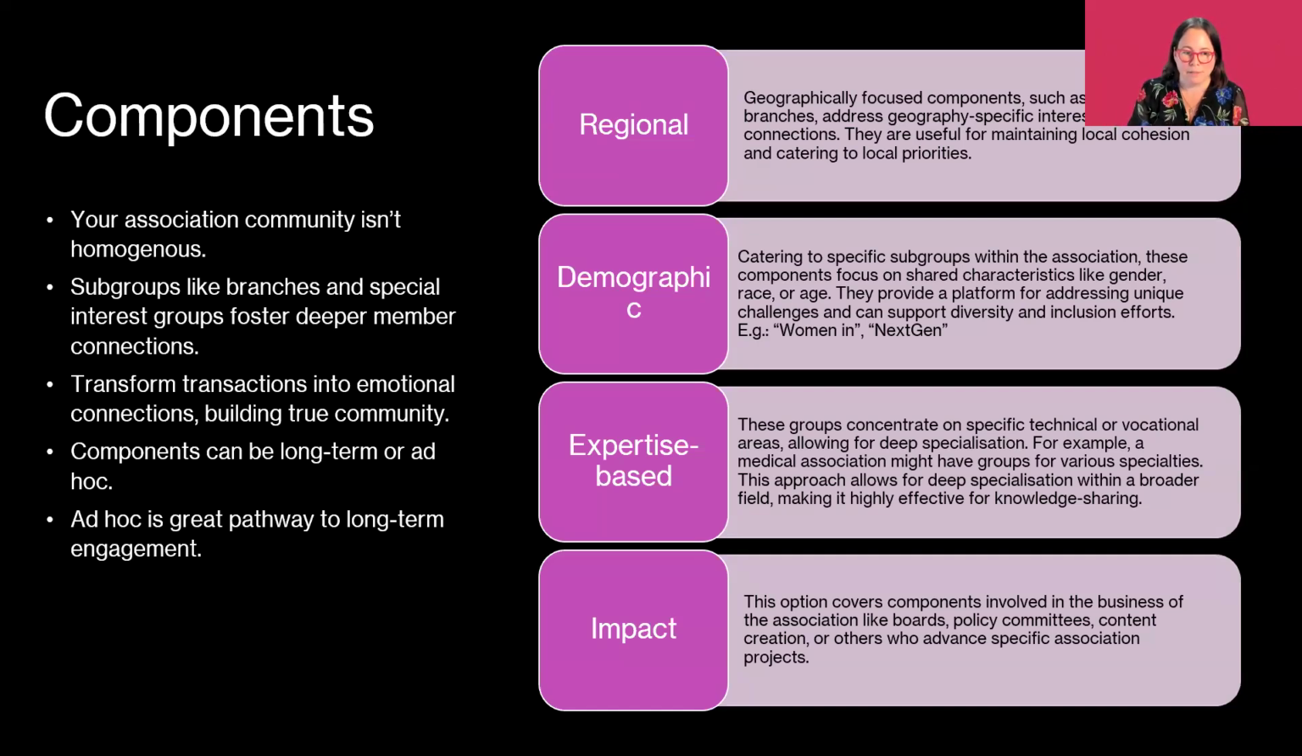Now, there's 4 different types of community. So first, regional, things like your branches. They're fairly stock standard, certainly in the Australian and New Zealand markets here. Now, they're actually something which is very useful for people who want to connect within a geographic region. However, there are others. Your demographic components, that's like women in or young people or next-gen groups, that is based on shared characteristics.